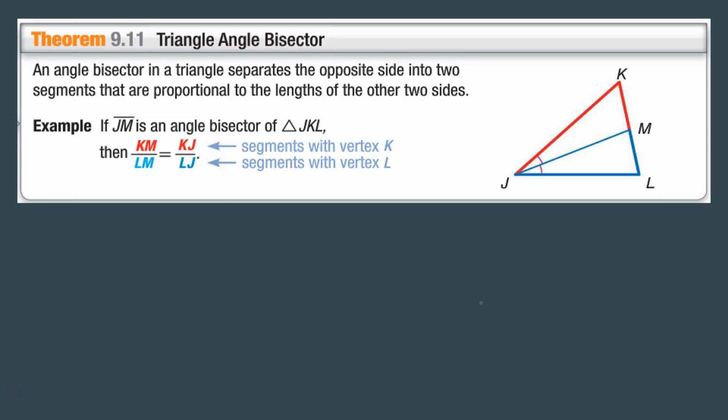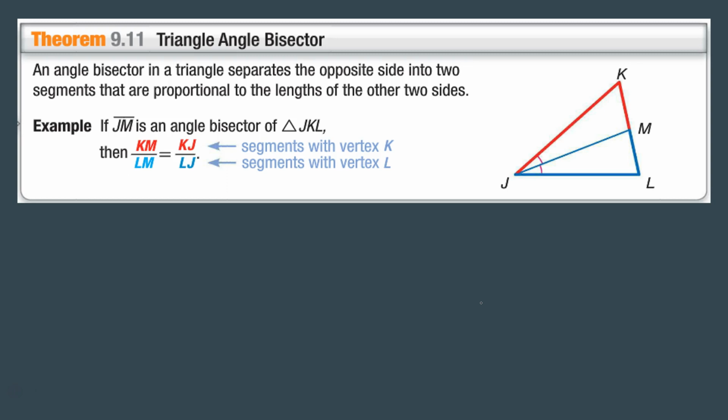And last but not least, we have the triangle angle bisector theorem. An angle bisector in a triangle separates the opposite side into two segments that are proportional to the lengths of the other two sides.